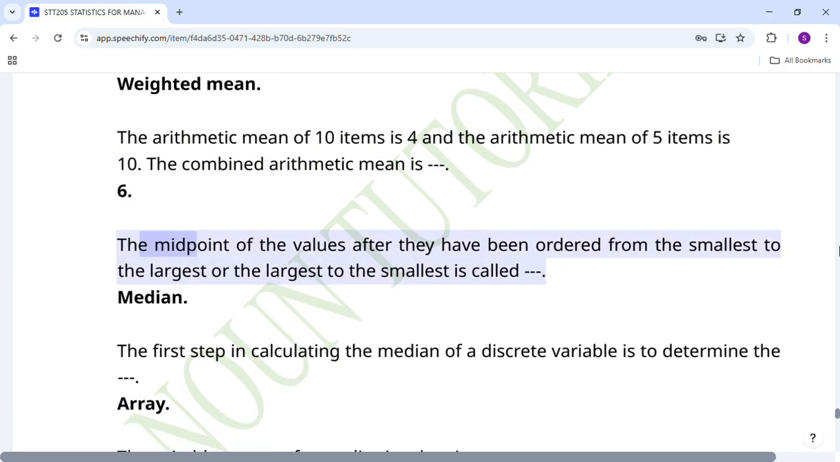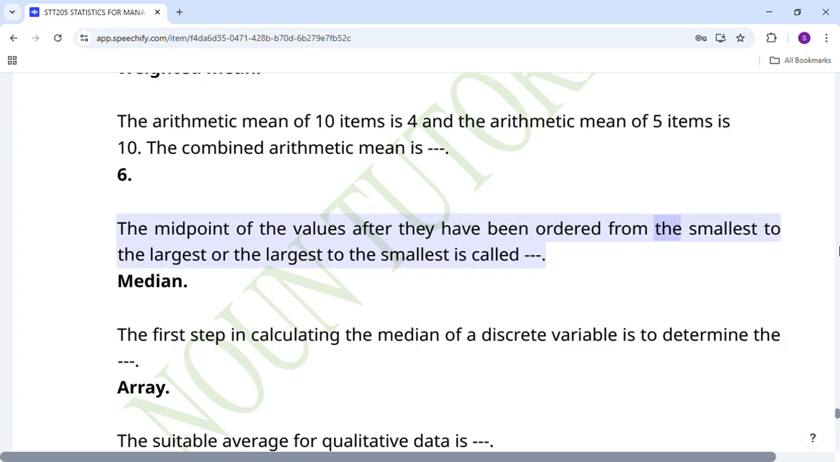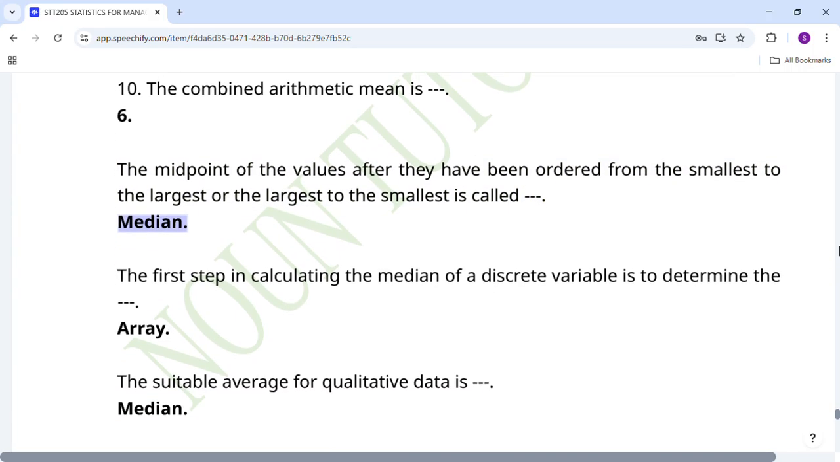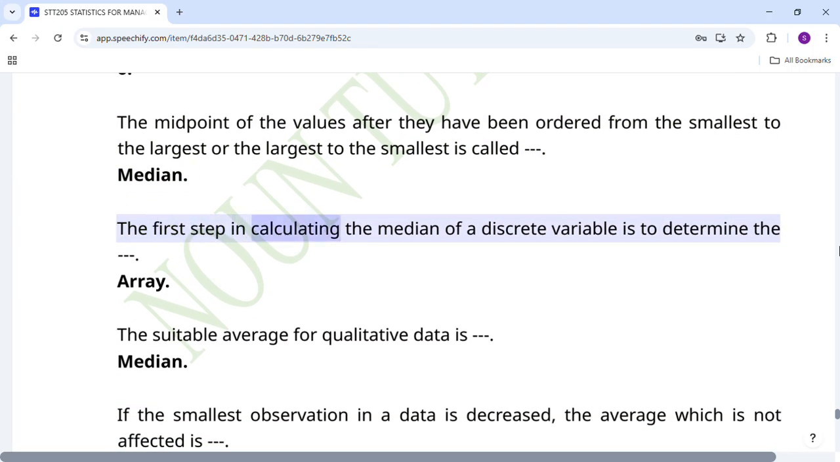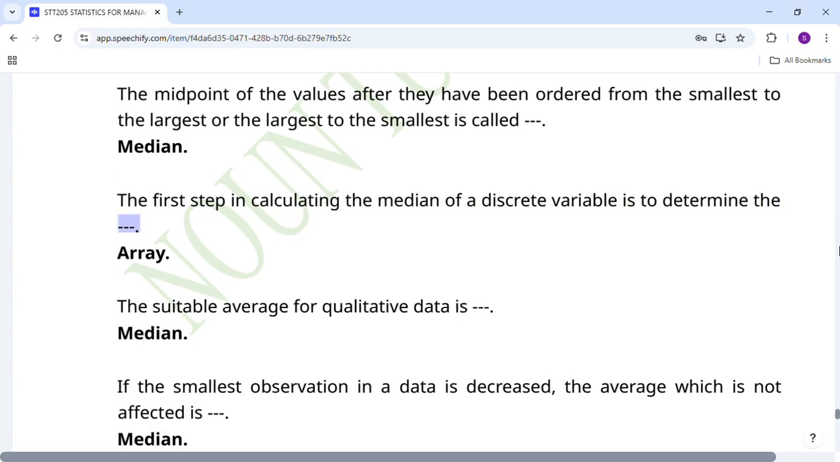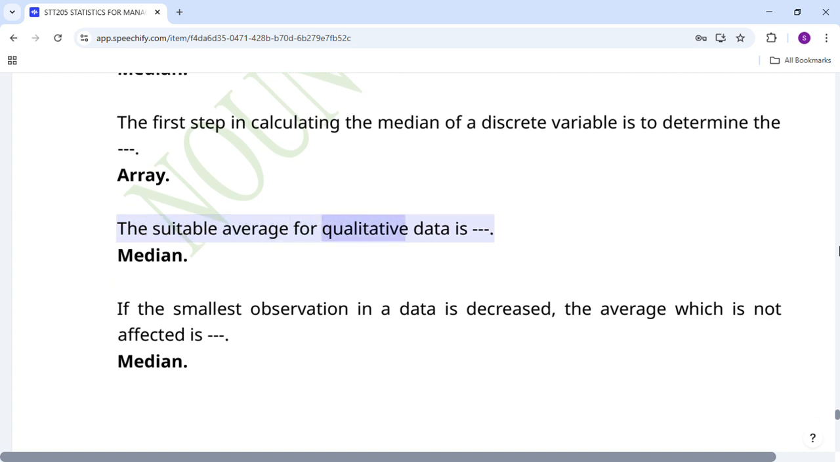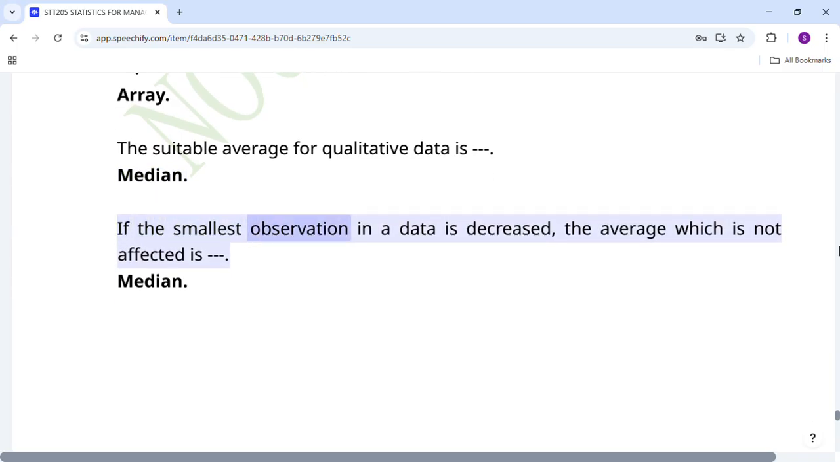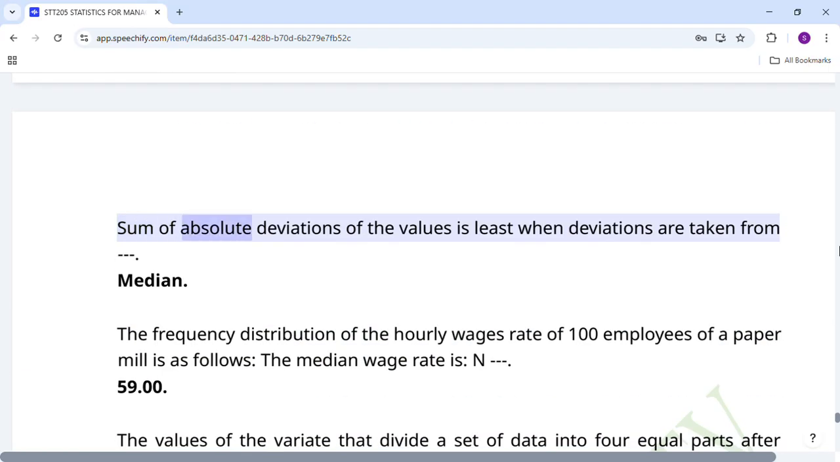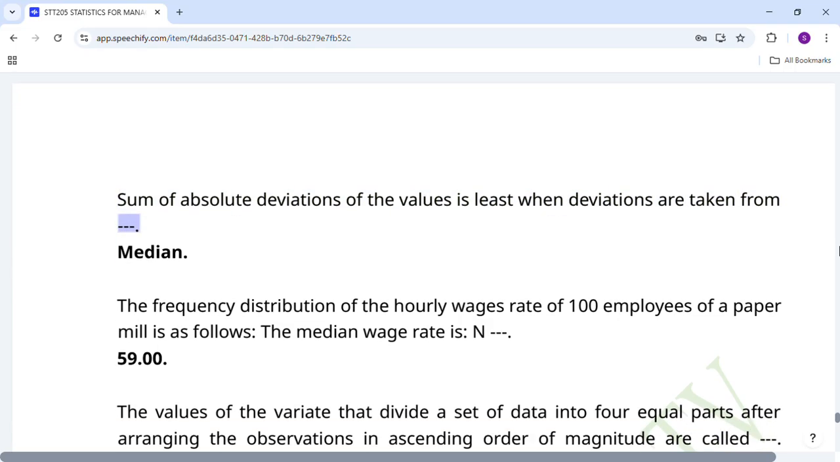The midpoint of the values after they have been ordered from the smallest to the largest or the largest to the smallest is called the median. The first step in calculating the median of a discrete variable is to determine the array. The suitable average for qualitative data is the median. If the smallest observation in a data is decreased, the average which is not affected is the median. Sum of absolute deviations of the values is least when deviations are taken from the median.